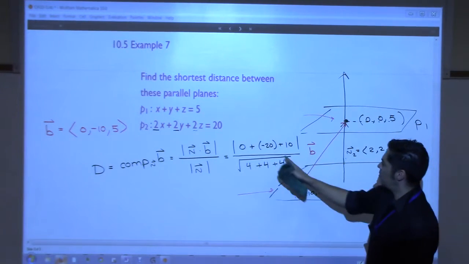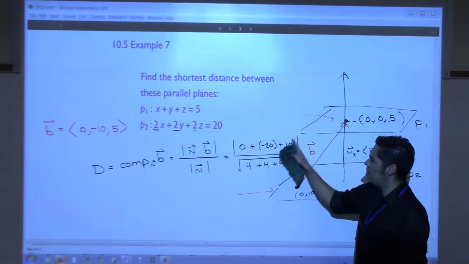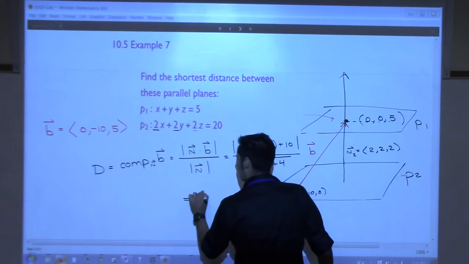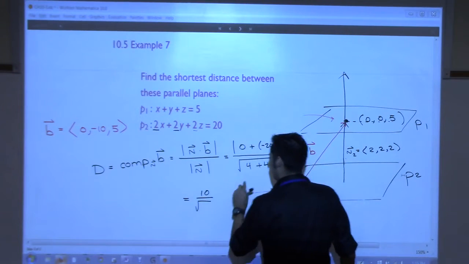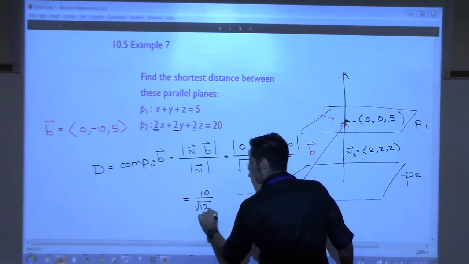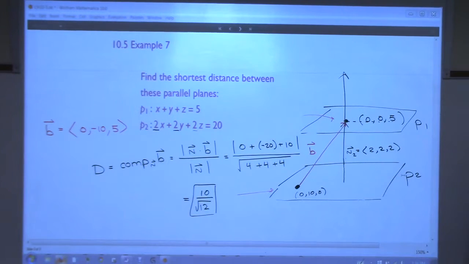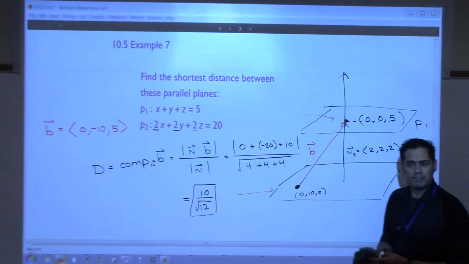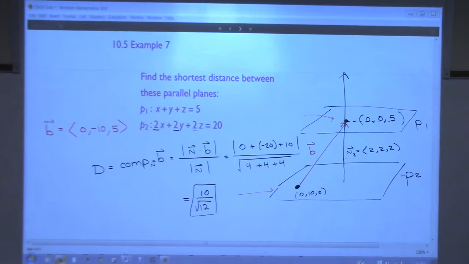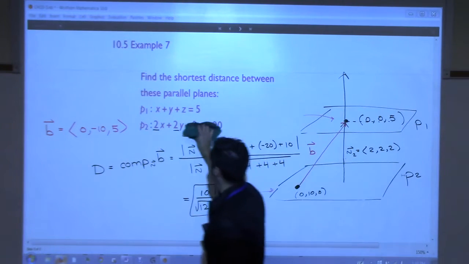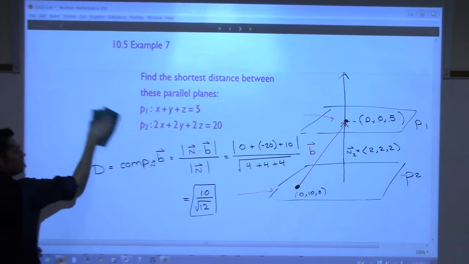And let's see, what this turns out to be up top is what? Negative 10, then absolute value. So 10 on top over root 12. Whatever that is. The shortest distance between those two planes is 10 over root 12. Well, they're parallel planes, so the shortest distance is the distance, right? Right. Questions?